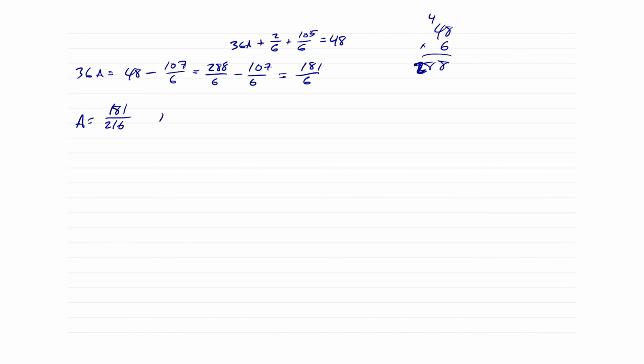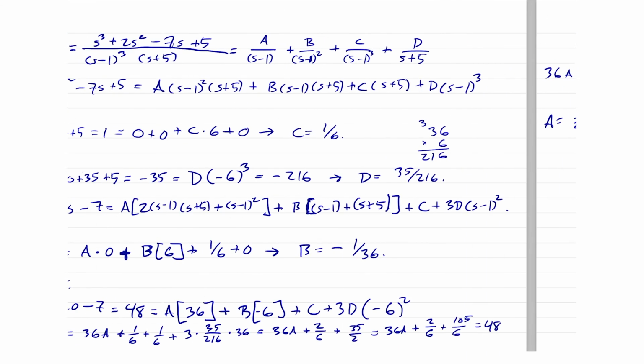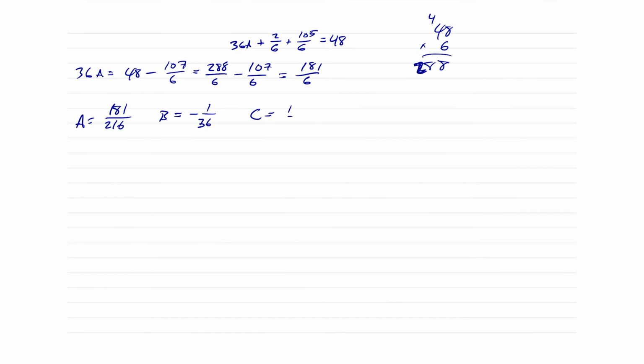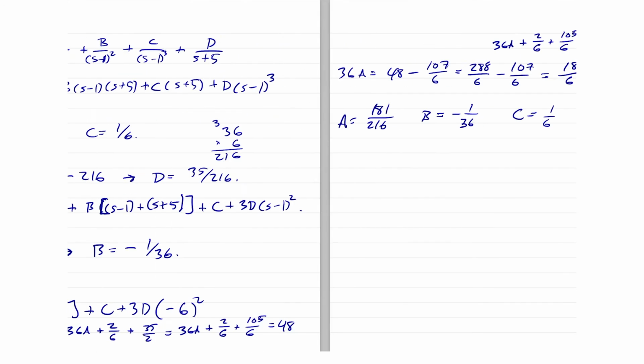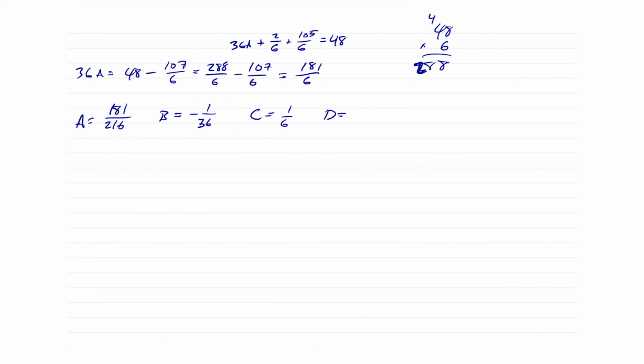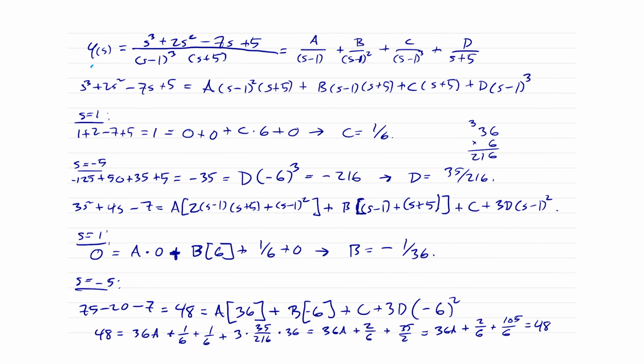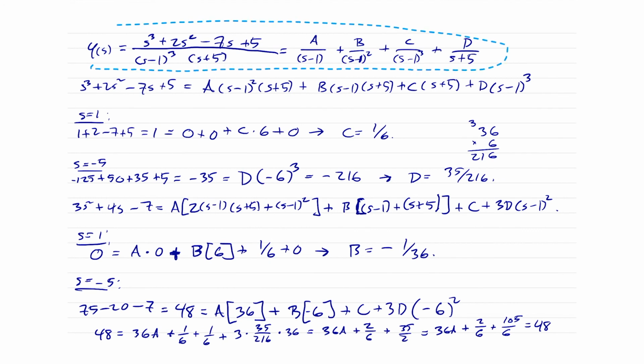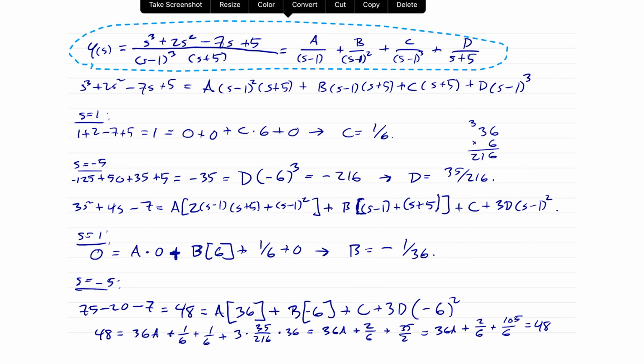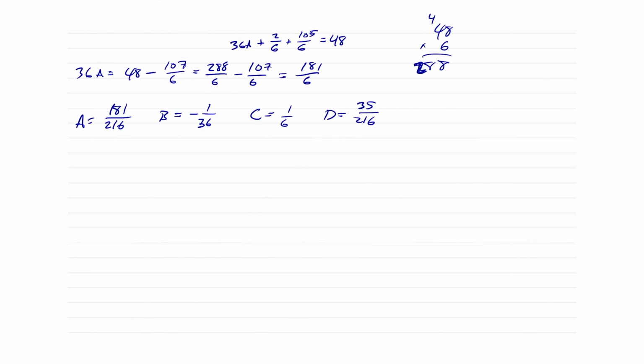Okay, so we have A is equal to 181 over 216. B we got as negative 1 over 36. And we got C is equal to 1/6. And we got D is equal to 35 over 216. All right, now what did all this correspond to? It was corresponding to this, which was a Laplace transform of our solution that we're trying to figure out, right?